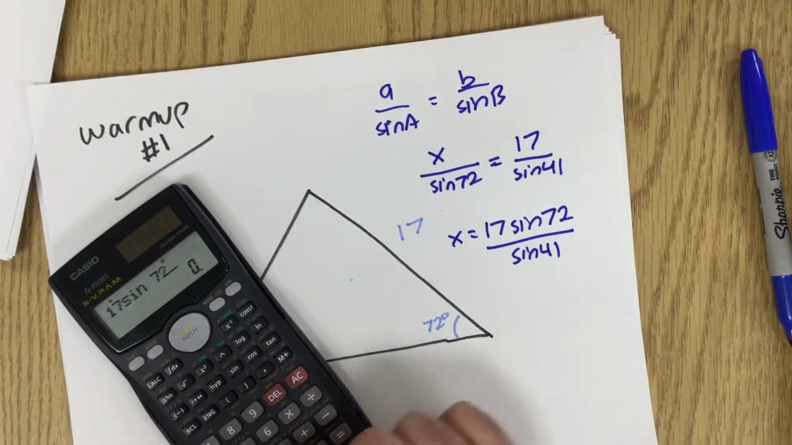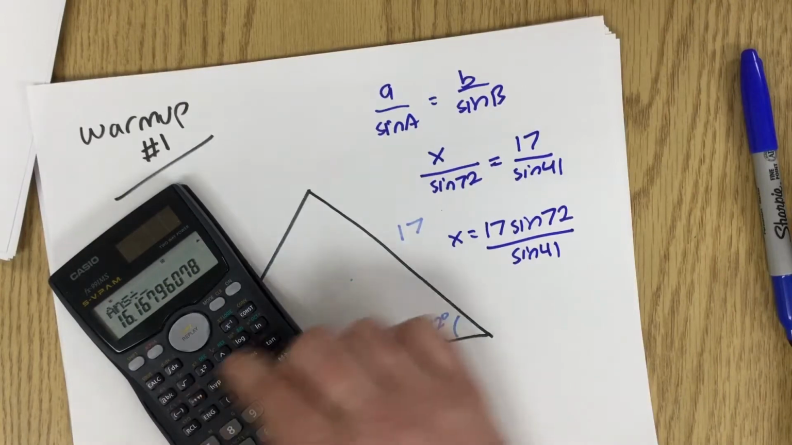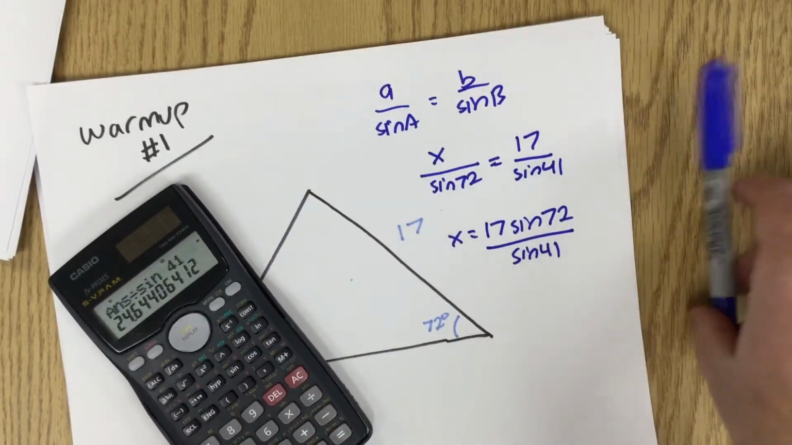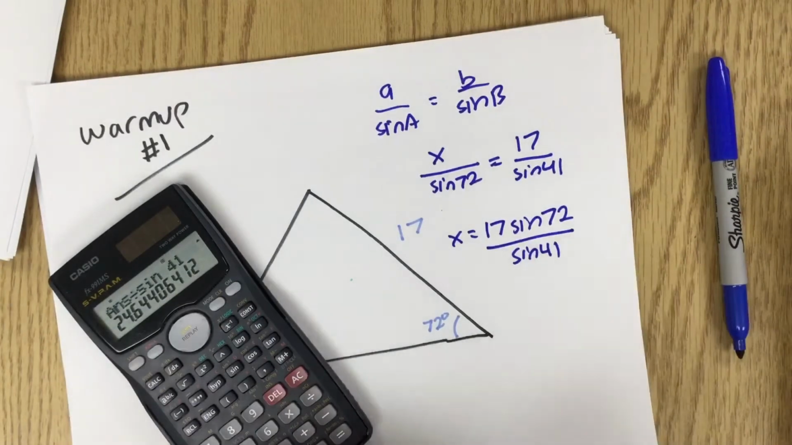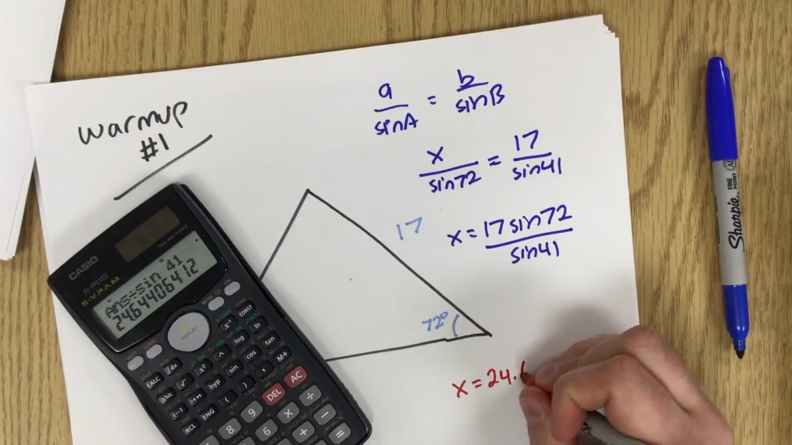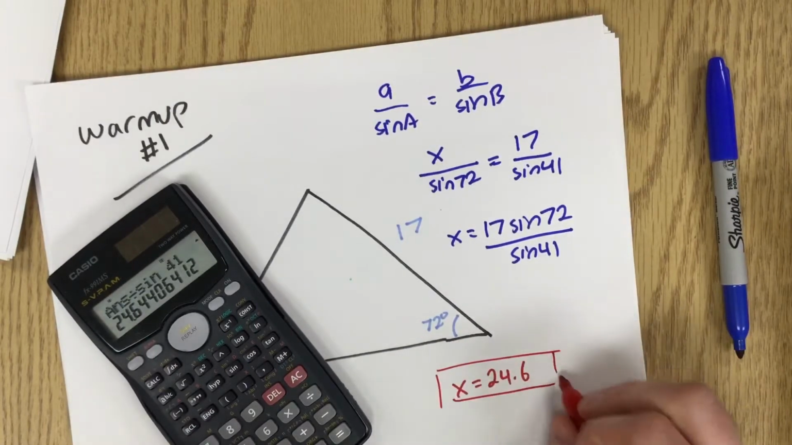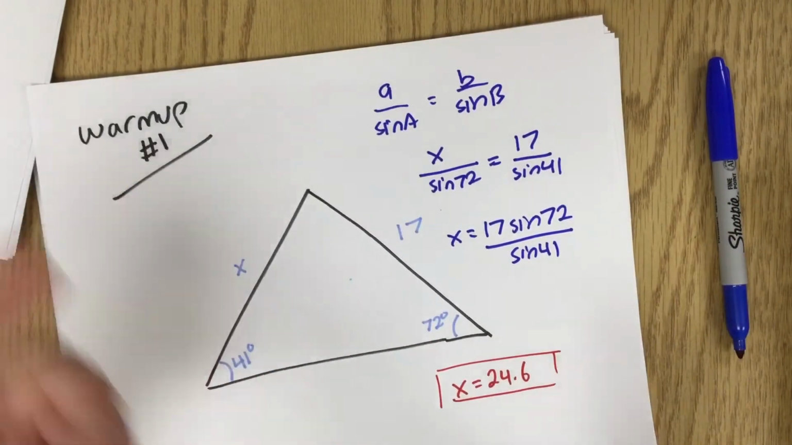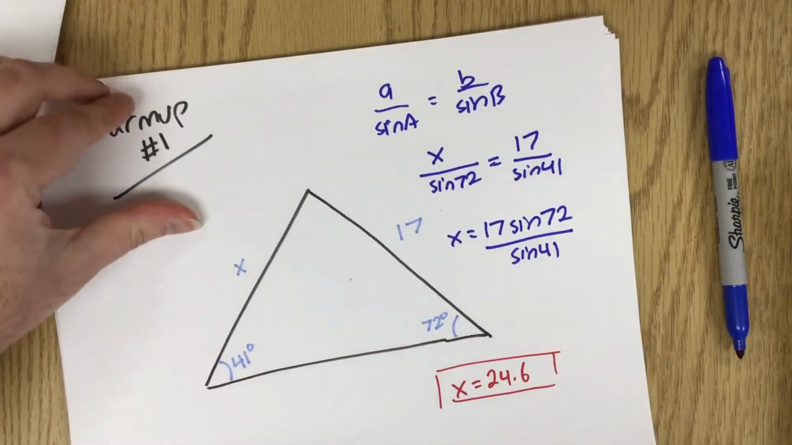Sine 72 divided by... And you find that, if you did it correctly, that in this case, x is 24.6. And of course, if this was in centimeters, then that would also be in centimeters. Kilometers would be kilometers. You would just match it.